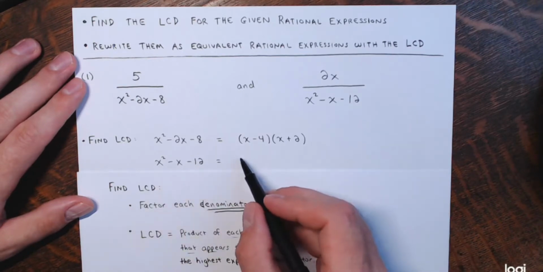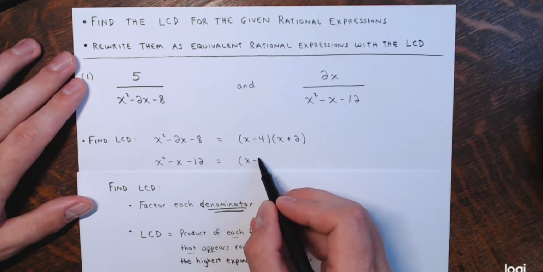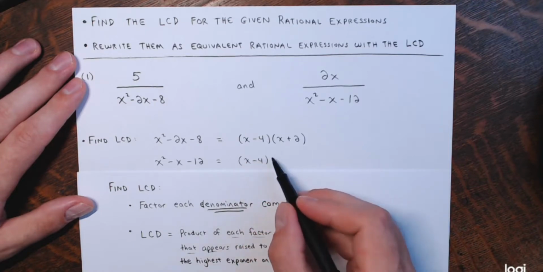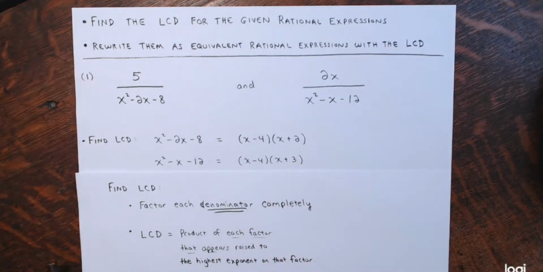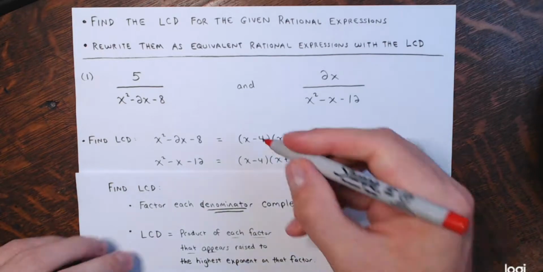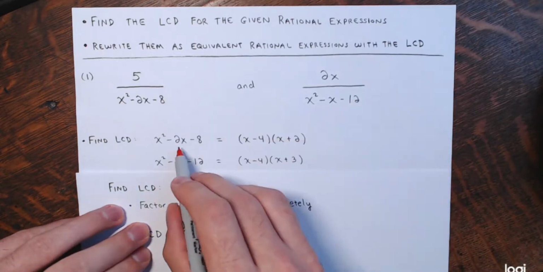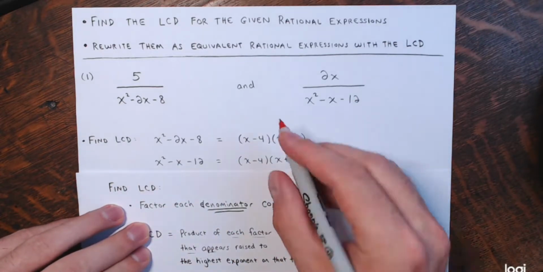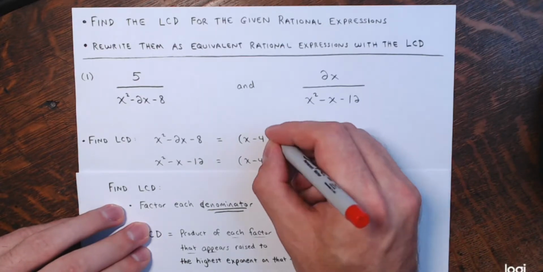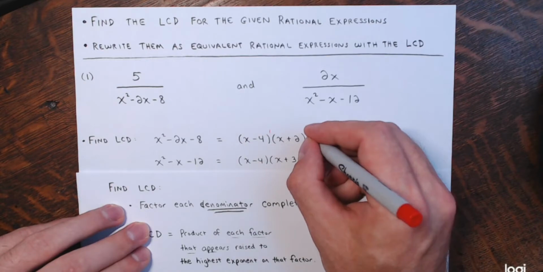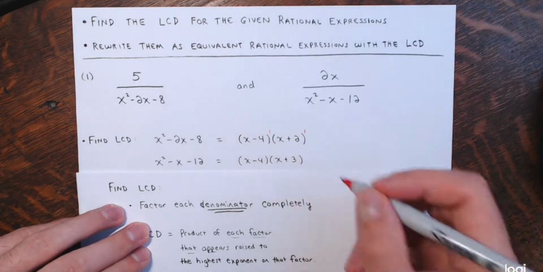This factors completely to x minus 4 multiplied by x plus 3. Right. And every single one of these is to the first power. We have x in the first denominator's factorization. We have x minus 4 to the first, and x plus 2 to the first.